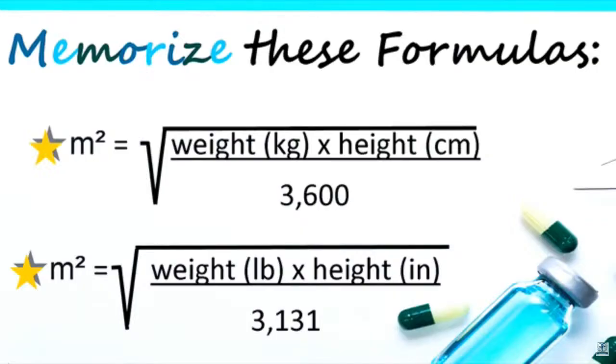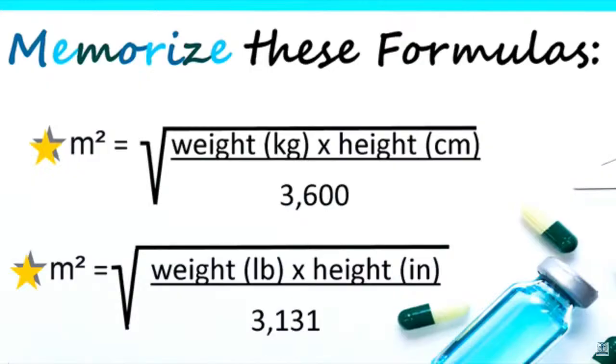If they were giving you the patient's weight in kilograms and the patient's height in centimeters, you would use this formula. This formula says square meter, which is body surface area, equals weight in kilograms times the height in centimeters divided by 3,600. You would figure that out and then calculate the square root of that value.